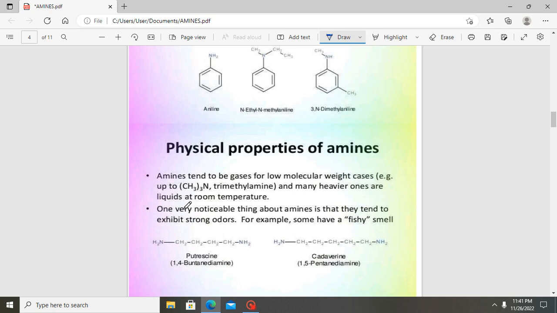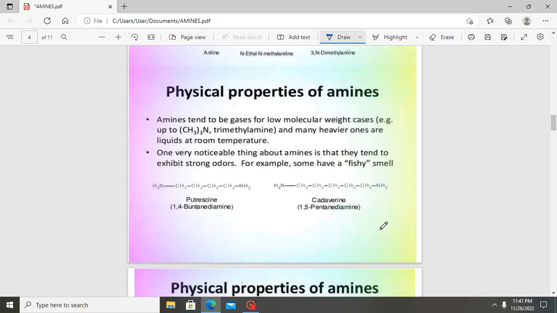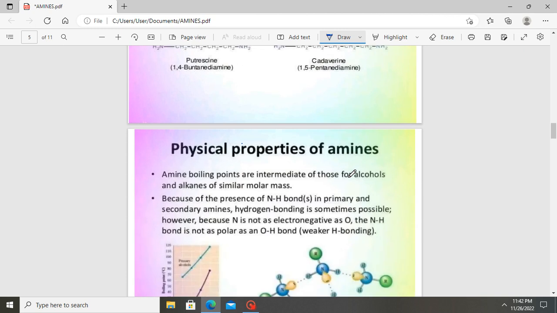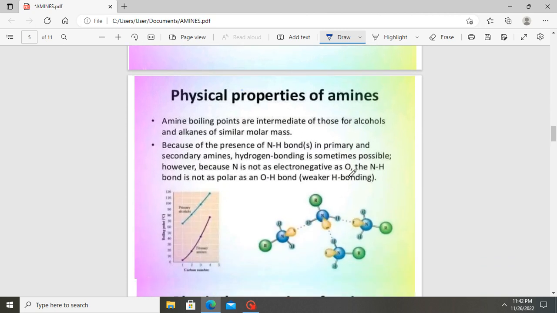All amines exhibit strong odors, and they have what you call a fishy smell. Common amines are putrescine and cadaverine. These have a very strong odor and a fishy smell. Other properties of amines include their boiling point comparisons. Amine boiling points are intermediate between those of alcohols and alkanes of similar molecular weight.